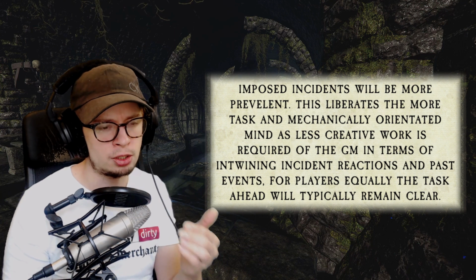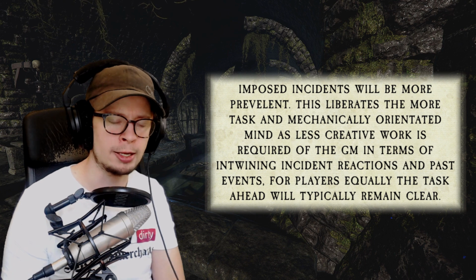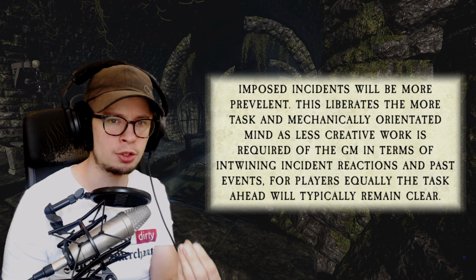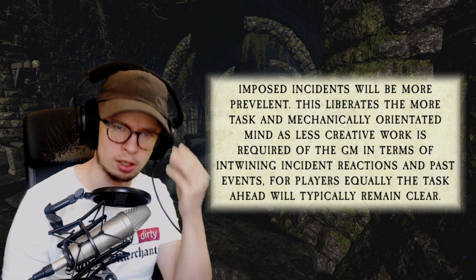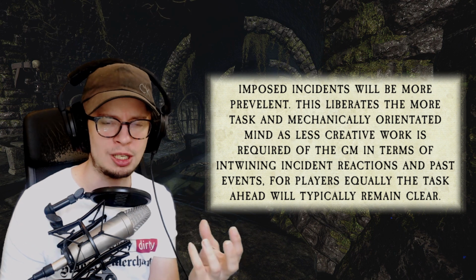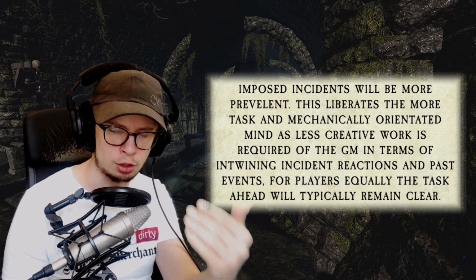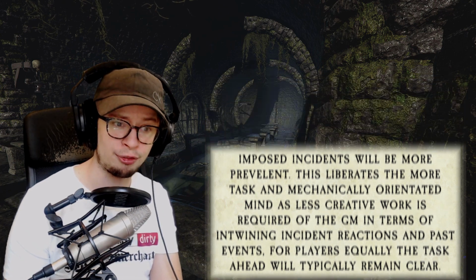And it liberates the more mechanically minded GM and the mechanically minded player that perhaps prefers to know what their challenge is, to know what their objective is, and doesn't want to use too much grey matter in trying to figure out what they need to be doing, as everything is normally presented to the player. I would say at this point as well that the big bad is normally fairly apparent.